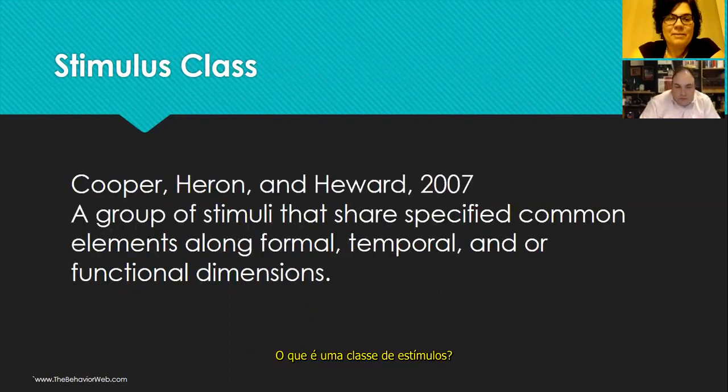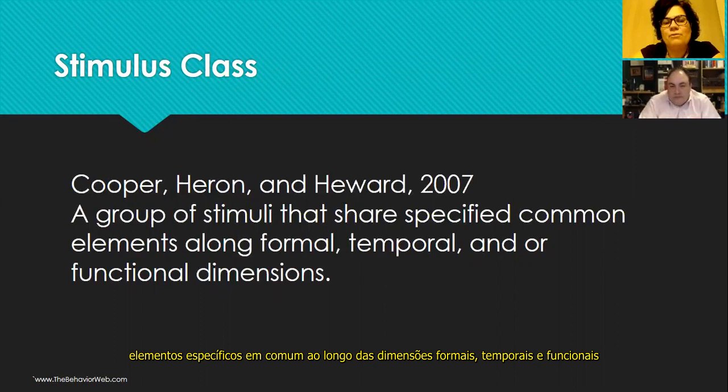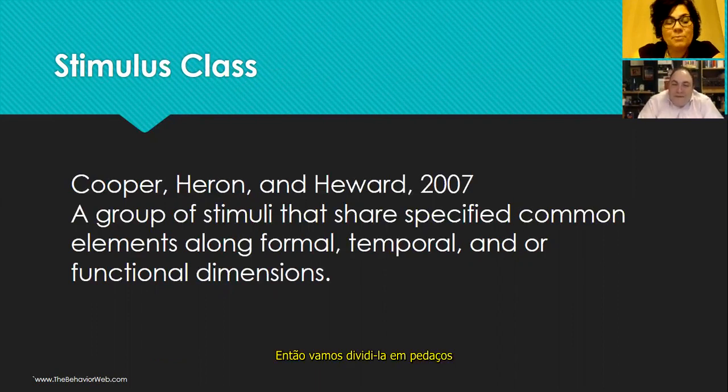So what's a stimulus class? According to Heron, Cooper, and Heward, it's a group of stimuli that share specific common elements along formal, temporal, and functional dimensions. That's a pretty thick definition. So let's break it down.